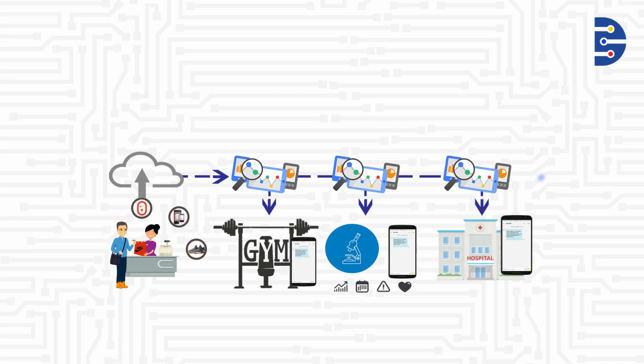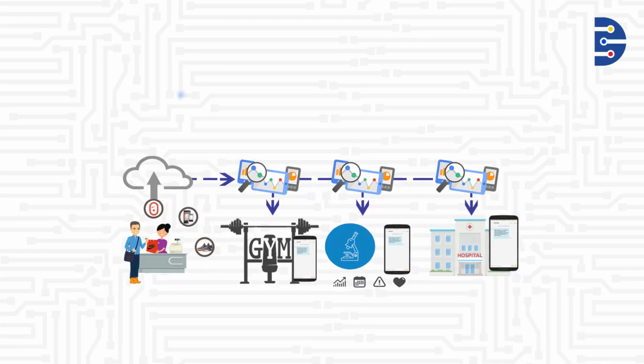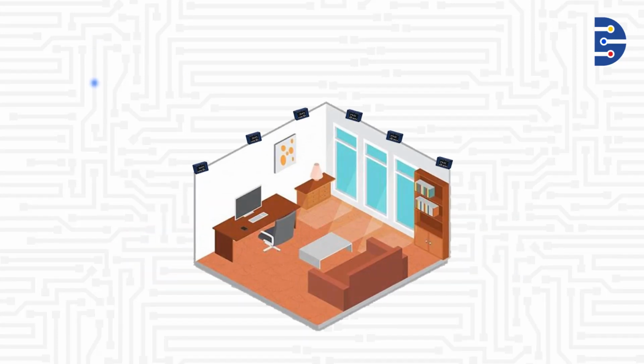Let me use another example to explain the importance of SMAC in the world of IoT. Let's assume the room in which you are sitting. You wanted to maintain the temperature of a room within a certain threshold. So what do you do? You place about 6 temperature sensors in your room that capture the temperature at that particular location.